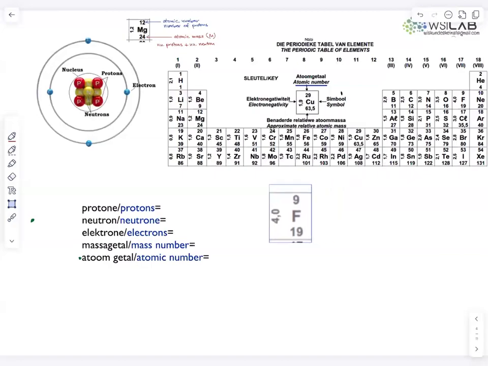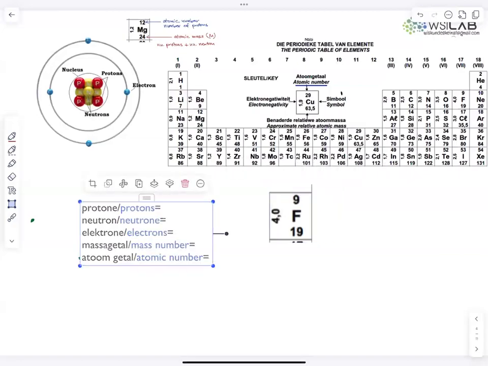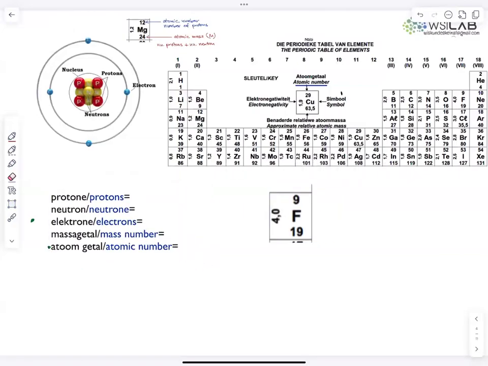Would you actually know these elements' names? If I just give you F, would you know it's fluorine or not yet? Well, I would think it might be fluorine. All right. Okay, let's go. Look at that example and tell me how many protons do we have in that atom?